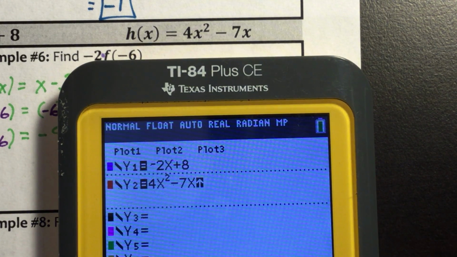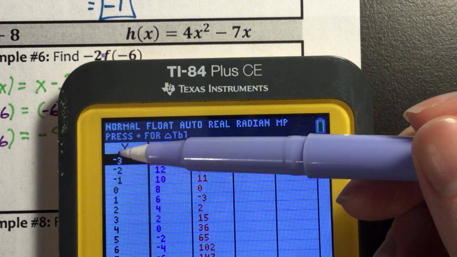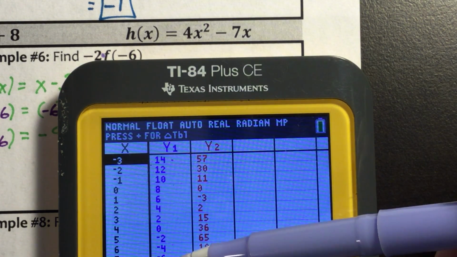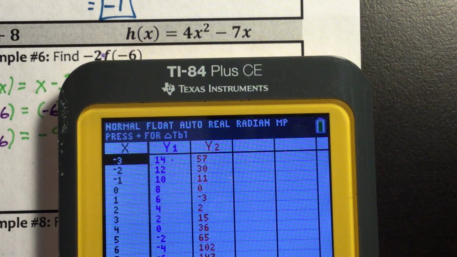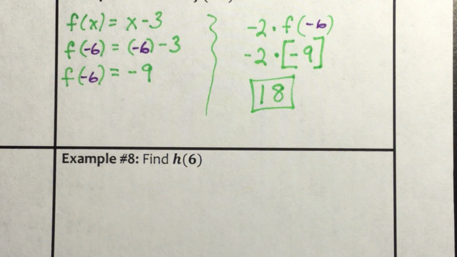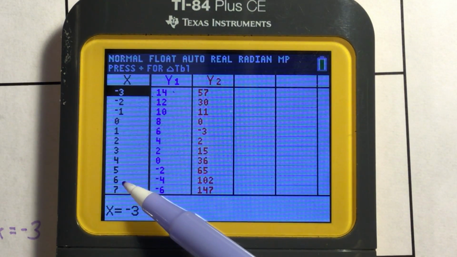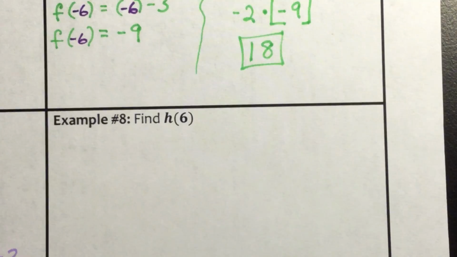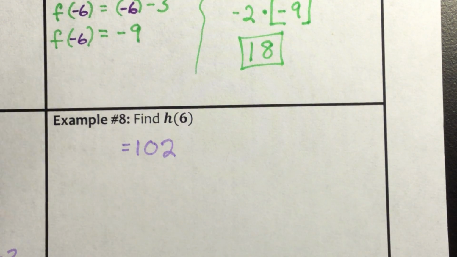So when I hit second graph to get to table, these are still the x values that are getting plugged in. The y1 is what g of x would give us. Y2 is what h of x would give us. Okay. We are supposed to plug in 6 to evaluate function h. So we'll find 6 here, and h of 6 is 102. All right, and we are done.